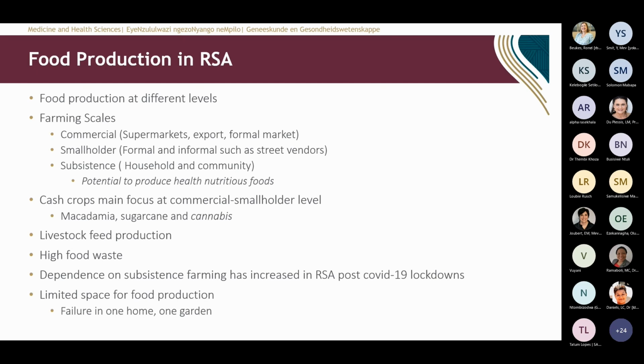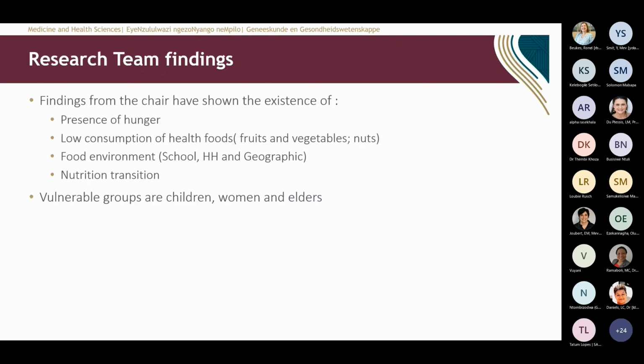However, due to urbanization, people have moved to urbanized areas where there is limited space for food production. Hence, there is the failure of one home, one garden. So, me prioritizing having flowers rather than having food, others prioritizing having a swimming pool rather than having food. These are some of the issues that we are faced with in terms of production in South Africa.